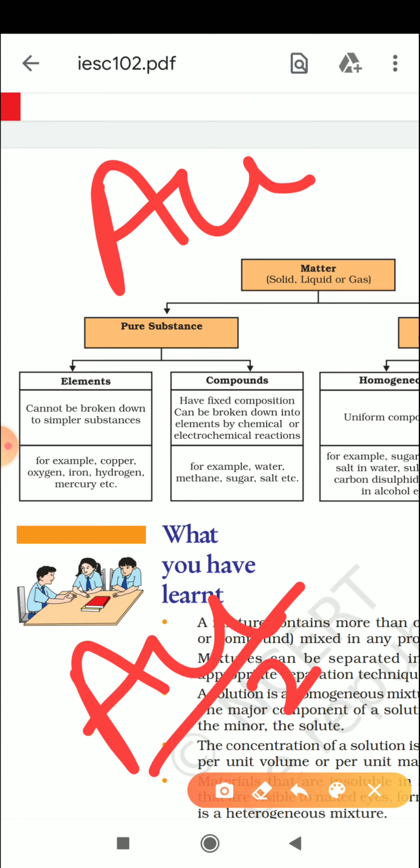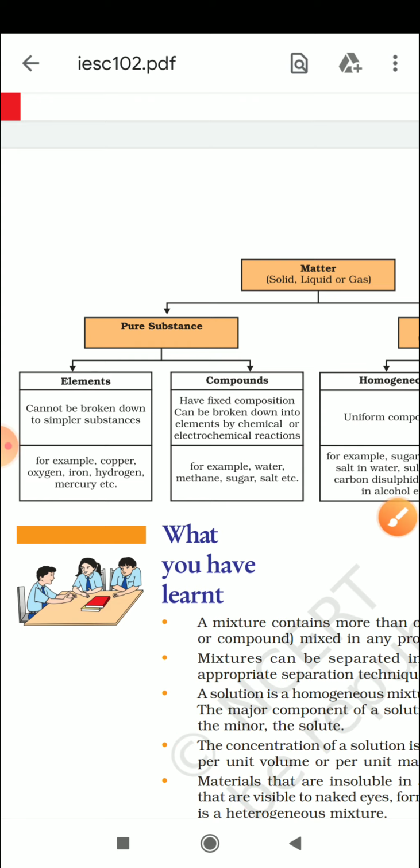No, definitely not, because each and every atom has a single identity, so we cannot break it down further. Fine, so that is an element. It means we cannot break it down into simpler substances. And an element, you can see, has three types: it is a metal, a non-metal, or it can also be a metalloid.